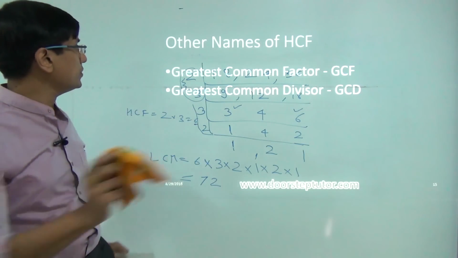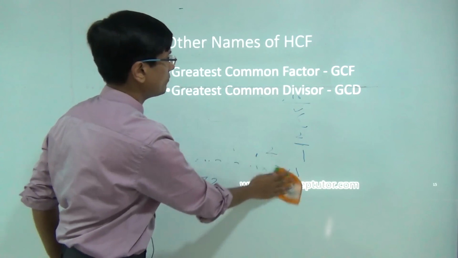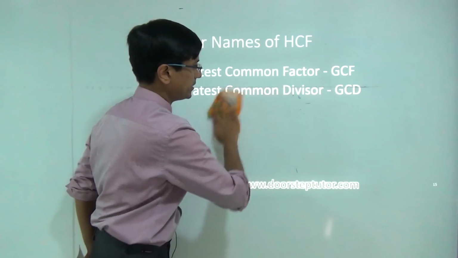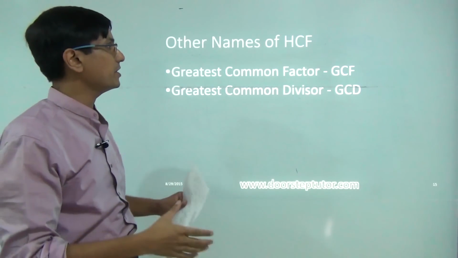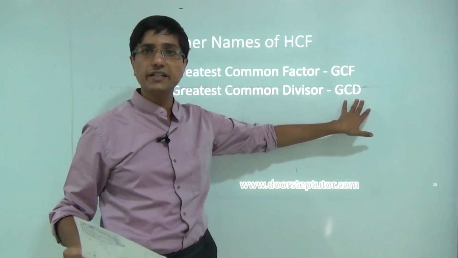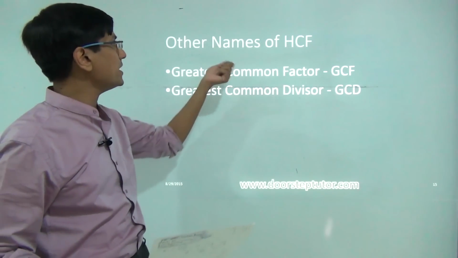Now HCF is also called by the name of greatest common factor and greatest common divisor. So you should remember that some questions might not say HCF, they might actually say GCF or GCD, and you have to understand that they are asking you to find nothing else but HCF.